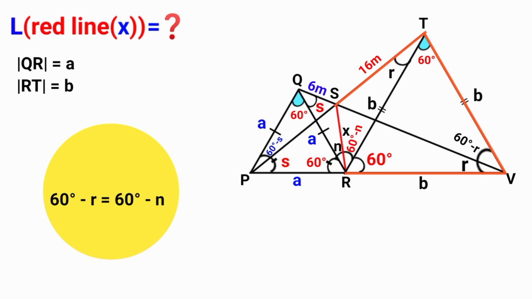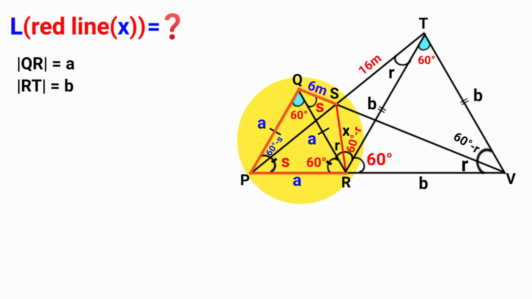Subtract 60 degrees from both sides. Here 60 degrees minus 60 degrees is 0. Here also 60 degrees minus 60 degrees is 0. So minus R equal to minus n. This minus cancels this minus. So R equal to n, which means n equal to R. We come here, replace this n with R. Also here, substitute the value of n. So it is 60 degrees minus R.